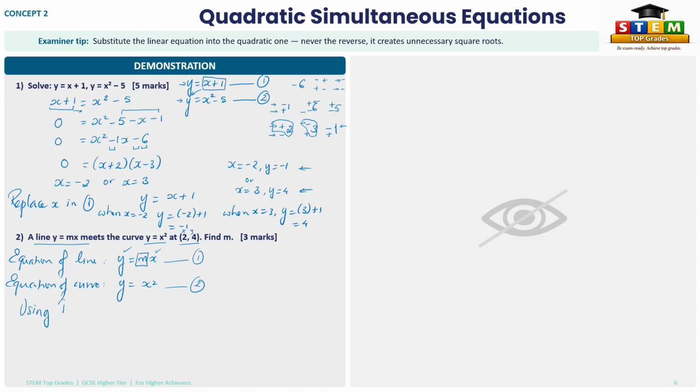Using equation 1 and the point (2, 4), that means x is 2 and y is 4. So the equation y equals mx is going to give us the value for m. We got y is equal to 4. We don't know the value of m, so substitute y by 4, substitute x by 2, and then m equals 4 divided by 2, which is 2. So m equals 2 is the solution.